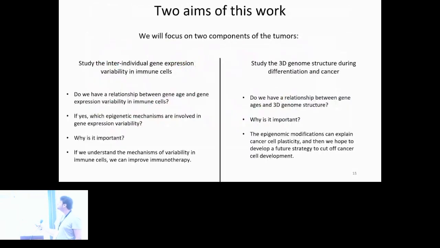So now we start to discuss 3D genome structures during differentiation and cancer. Is there a relationship between gene age and 3D genome structure? Why is it important? Because epigenetic modification can explain cancer cell phenotype and plasticity, and we hope to develop a future strategy to cut off cancer development.